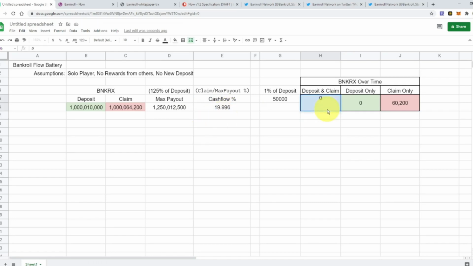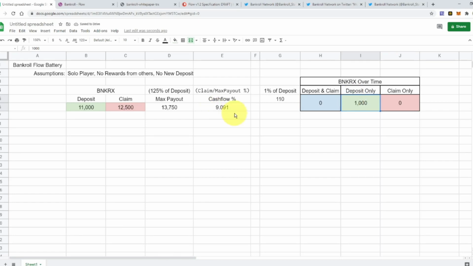All right, so let's reverse the scenario now. Let's say that we're back where we started. We're at 68% here. We've got a 6,000 BNKRX difference between the deposit and the claimed amount. Let's say your claimed amount matches your max payout. So in this scenario, your cash flow percentage is at 0. The only way you can get that back up is one of two ways. You can deposit a fresh amount of BNKRX. So let's just say you dropped in 1,000.